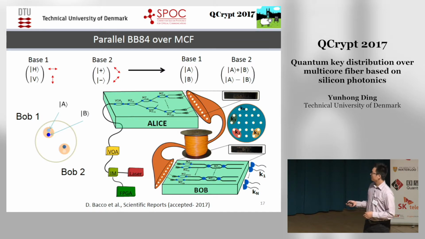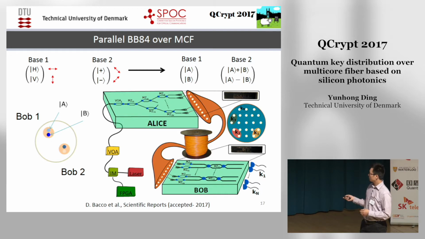Since we have many cores in a multi-core fiber, we could use one pair of cores to implement an independent BB84 protocol. And here is the transmitter chip layout. We need cascaded Mach-Zehnders to distribute the photons to different couplers, which couple to the multi-core fiber.